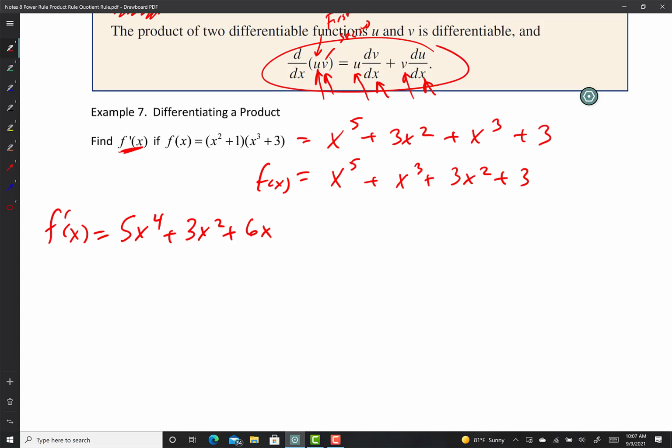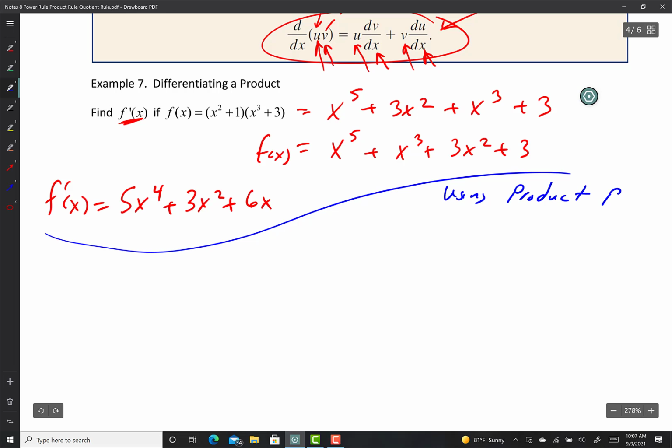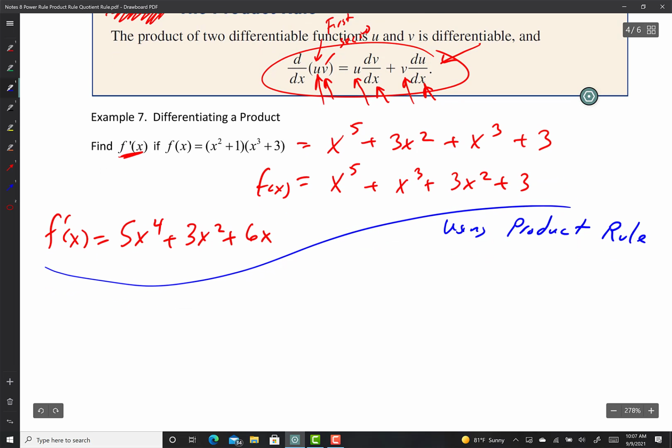But let's go ahead and see if we can get that same thing using that rule, what it says up there. So I'm going to write, let me do it in blue, using product rule. I said power when I meant to say product. Using product rule, which is up here, guys. So my product rule says first, it says u. What is u? This is my u right here. This is u, and this one is v. So it says first, x squared plus 1 times derivative of the second. That's what dv dx is. What's the derivative of x cubed plus 3?